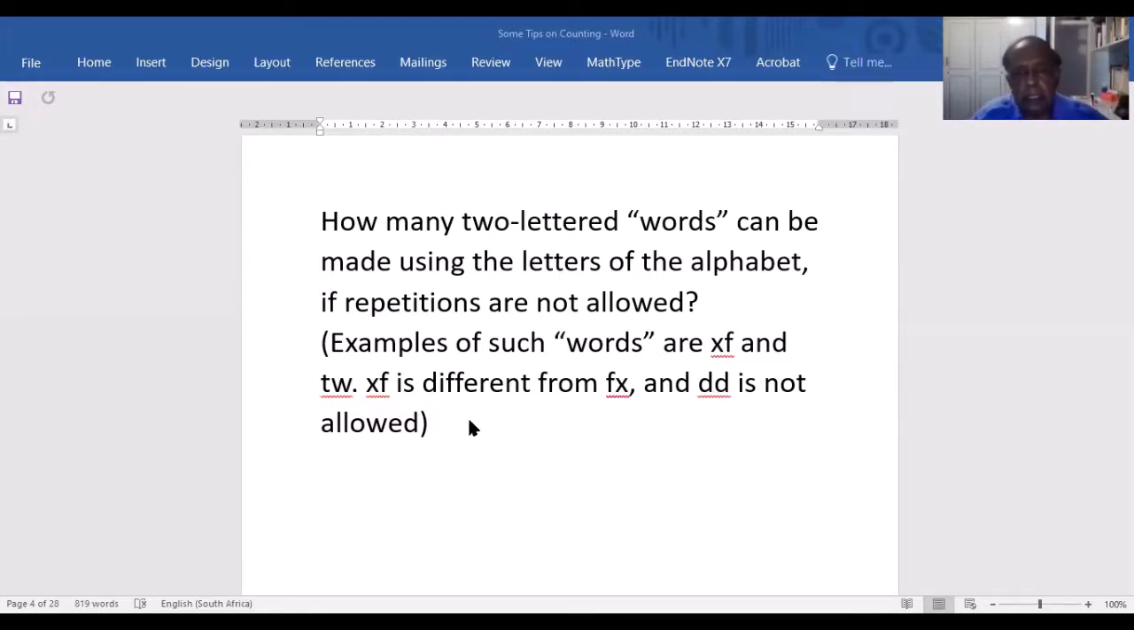So the argument is the same as what we did before. I'm going to put it in a small diagram like this. We're going to draw a box which has two cells in it, and ask how many choices you have for the first letter. If I'm going to create all these words, I'm going to choose the first letter.